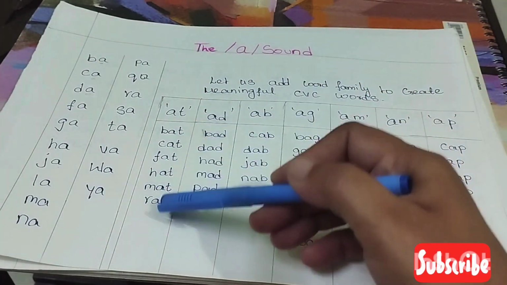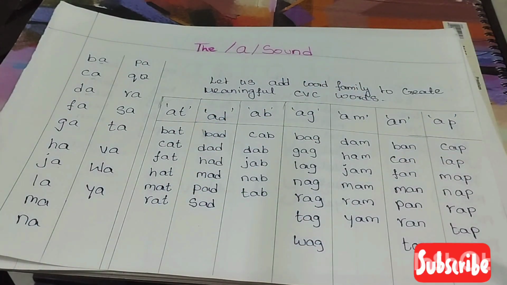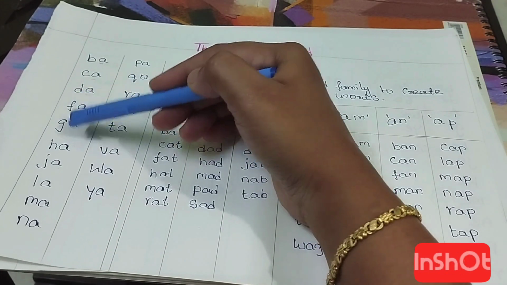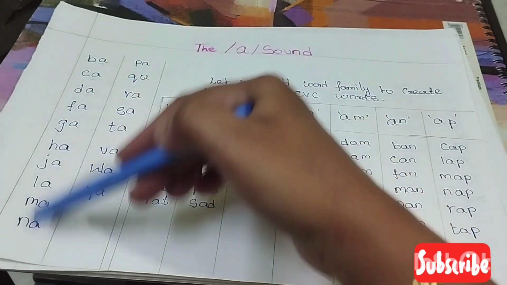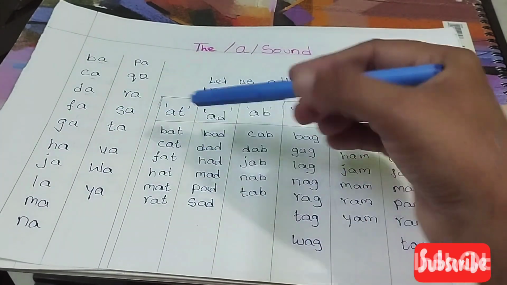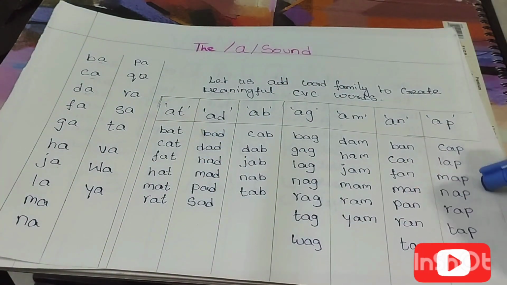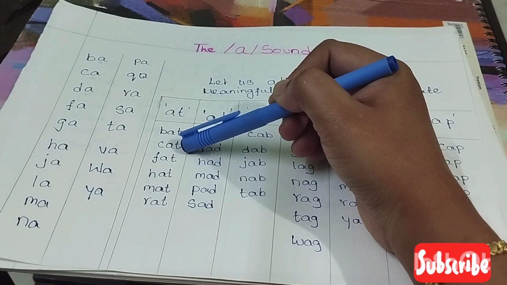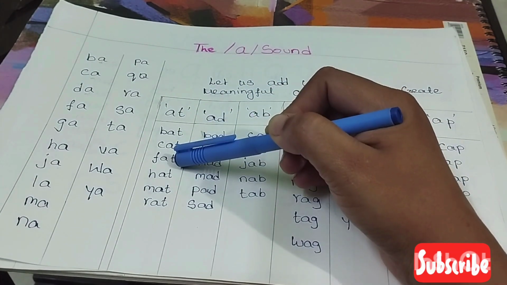After 2-letter words, we have to teach them 3-letter words, that is A sound words, E sound words, I sound words, O sound words, and then U sound words. I have given the link of the video so that you can go through the video and understand how to teach them all these 3-letter words.